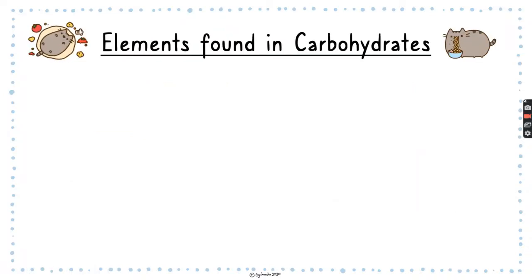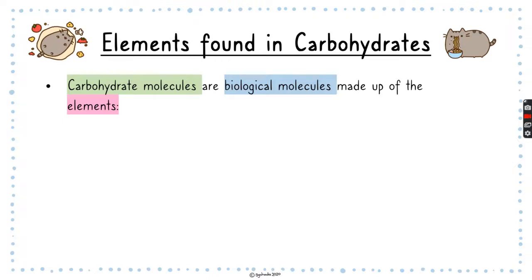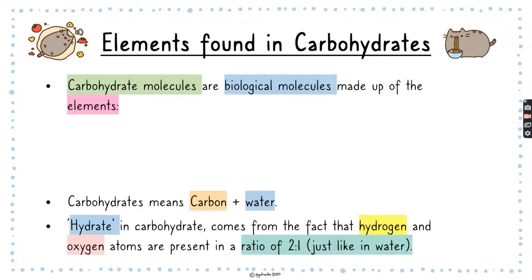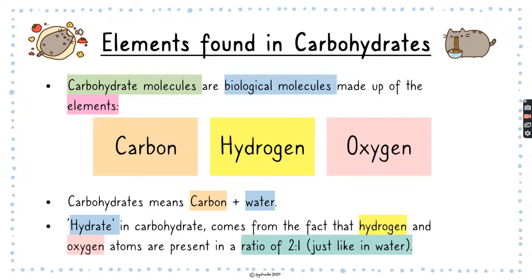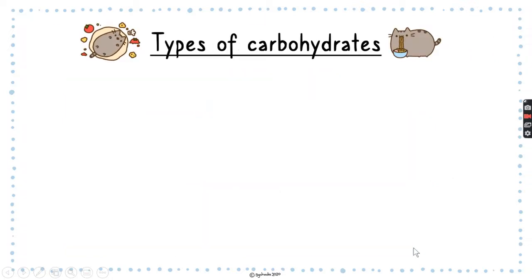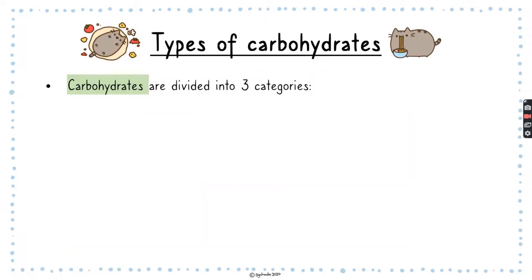Okay, so what are the elements that can be found in carbohydrates? Carbohydrate molecules are biological molecules, and they are made up of the elements carbon, hydrogen, and oxygen. Carbohydrates mean carbon and water, so the hydrate part is water. Hydrate in carbohydrate comes from the fact that hydrogen and oxygen atoms are present in the ratio of 2:1, just like in water. So there are different types of carbohydrates.